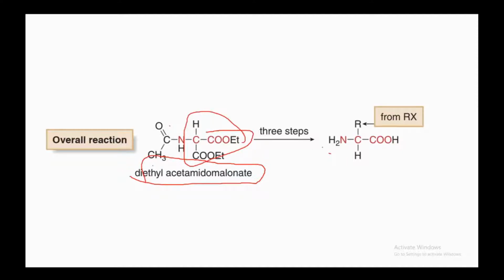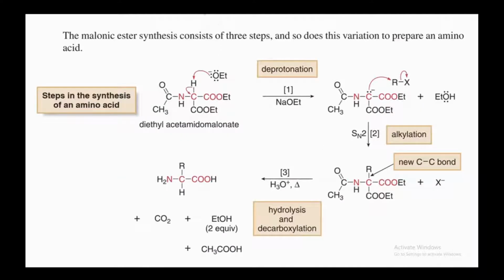So in 3 steps we get to this. That's how it reacts. In the first step, the ethoxide base deprotonates this acidic proton, and the carbon gets the negative charge. This carbon negative charge picks the R group from the alkyl halide via SN2 alkylation. So this is how R is attached, and in the next step we do hydrolysis and heat to get rid of these ester groups.